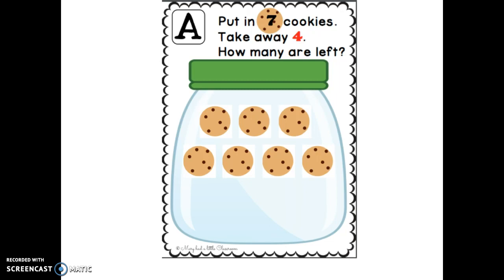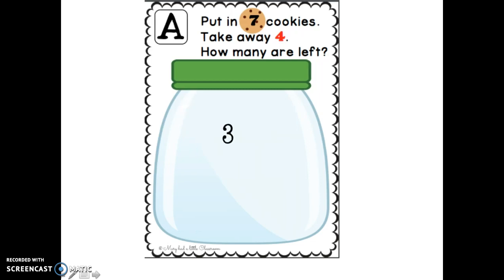Welcome back. The next part of this, it says put in 7 cookies, which we did. Now it says take away 4. So let's take away 4. 1, 2, 3, 4. The question says how many are left? So if you count those cookies, you're going to see that there are 3 left. Now you need to use your dry erase marker and write the number 3.